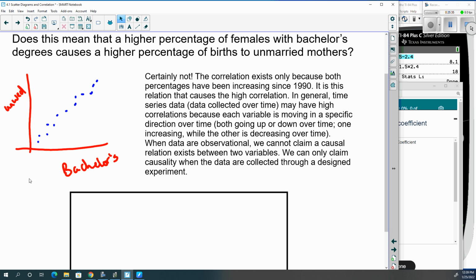So apparently from 1990, the percent of women getting bachelor's degrees has been increasing. So has the number of unwed mothers, but these two aren't affecting each other. It's just because over time the bachelor's degree rate is increasing and the unwed mothers rate is too, but it's not one causing the other.